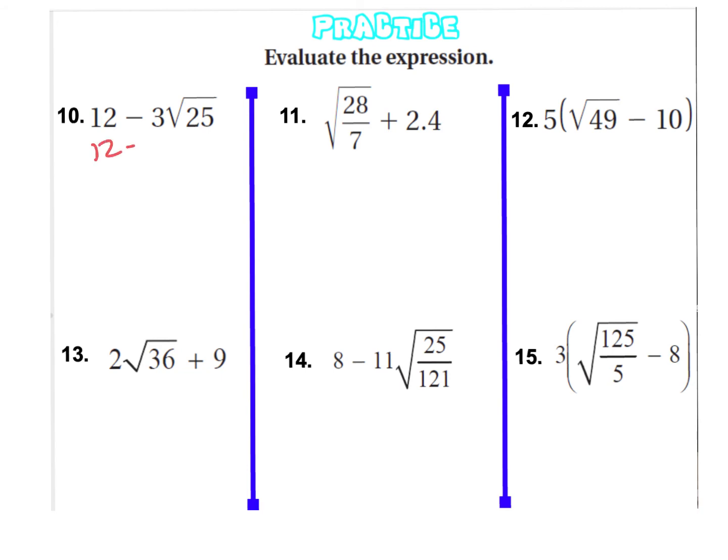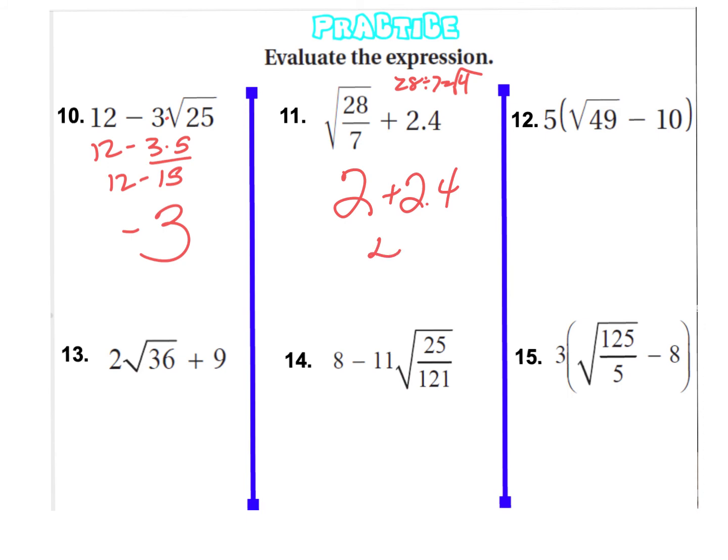12 minus 3 times the square root of 25, so that'd be 3 times 5. That equals 15, so 12 minus 15 gives us -3. 28 and 7 are not perfect squares, so 28 divided by 7 equals 4, so the square root of 4 is 2, plus 2 and 4/10 gives us 4 and 4/10.